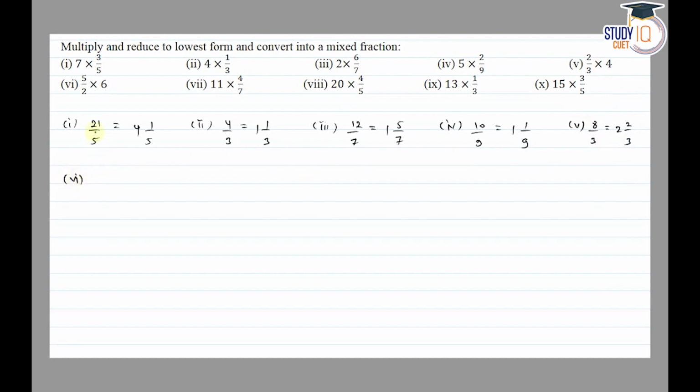Then sixth is 5 6s are, यहाँ 2 से 6 कैंसिल आउट हो जाएगा, 2 6s are, 2 3s are 6, so 3 5s are 15.